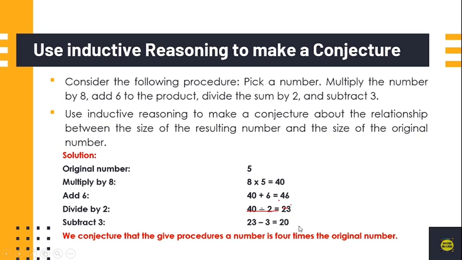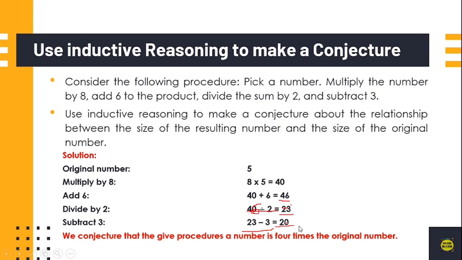No. 46 divided by 2 is 23. Tama. Then after that, subtract 3. So 23 minus 3 equals 20. So that means we conjecture that the given procedure results in a number that is 4 times the original number.